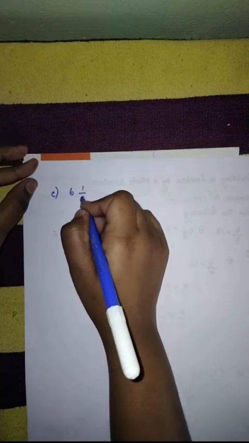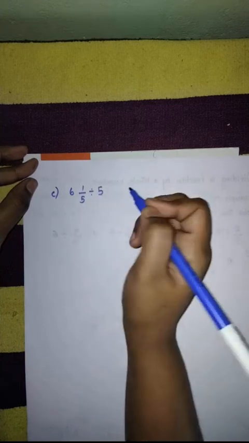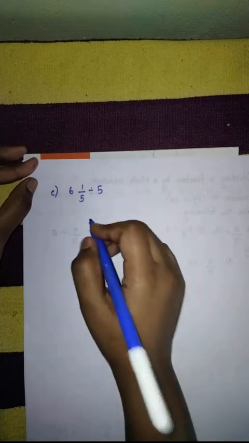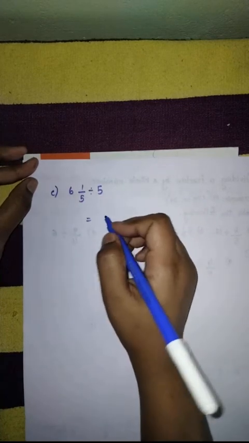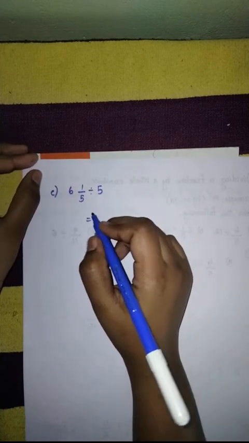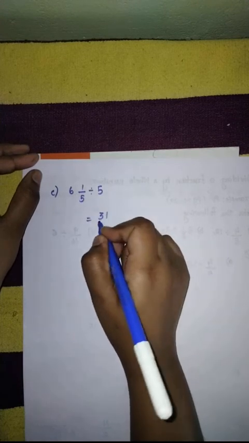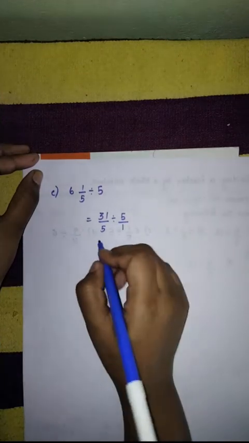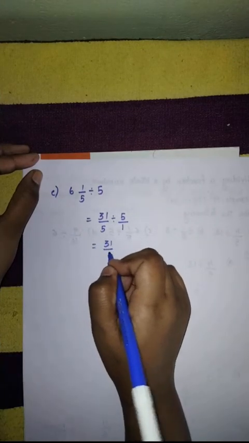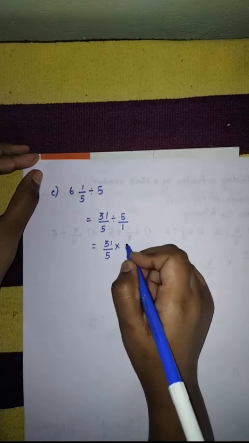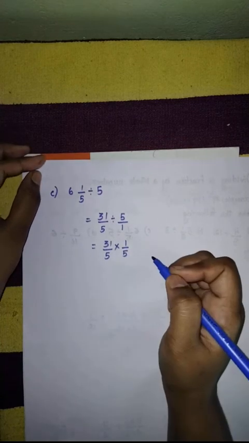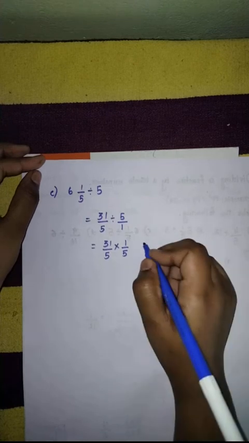6 1/5 divided by 5. So first convert it into an improper fraction. 6 5s are 30, 30 plus 1 is 31. 31/5 divided by, write 5 in the form of a fraction, 5/1. So 31/5 into 1/5.